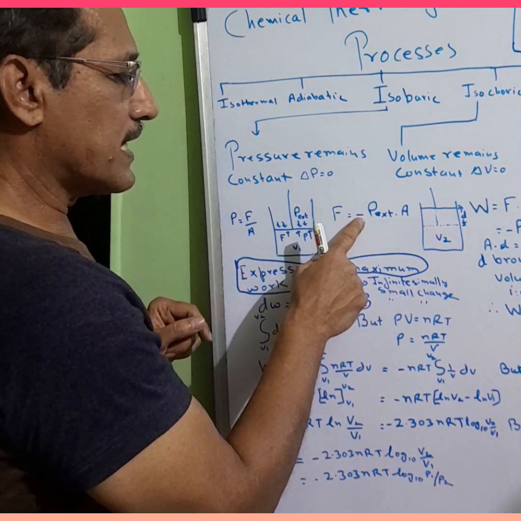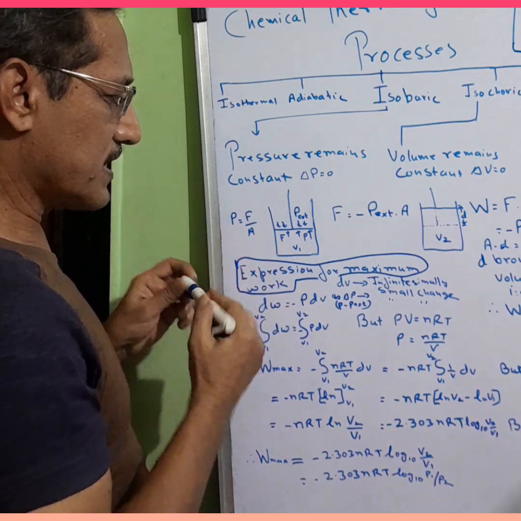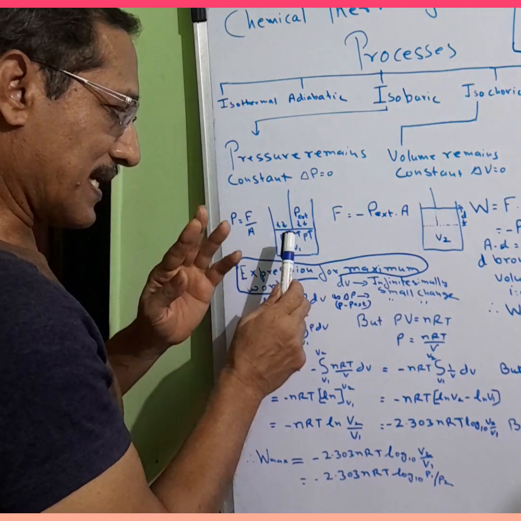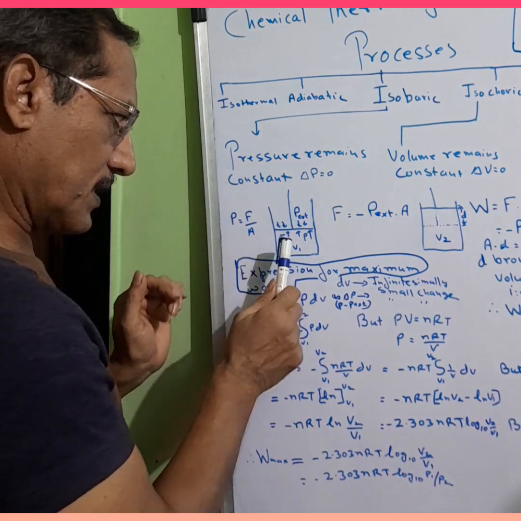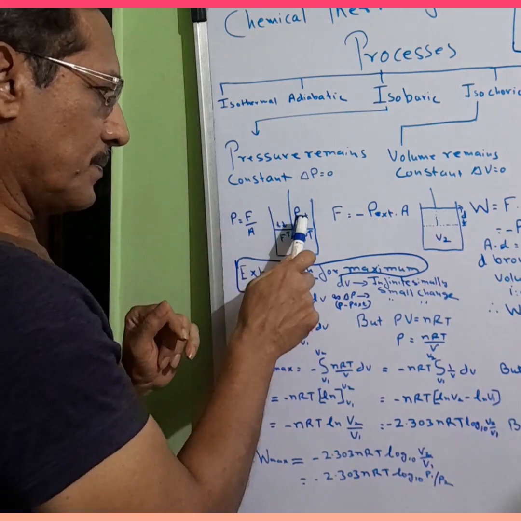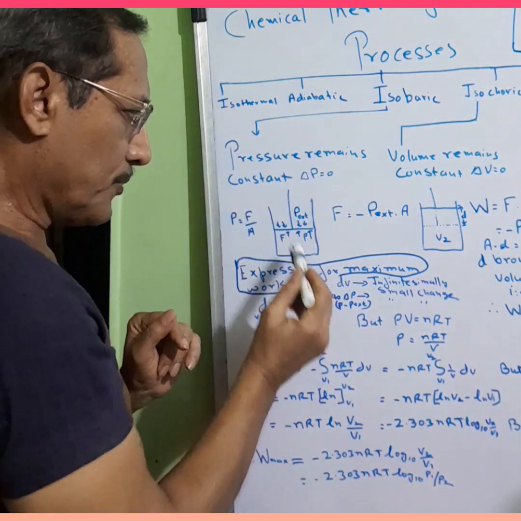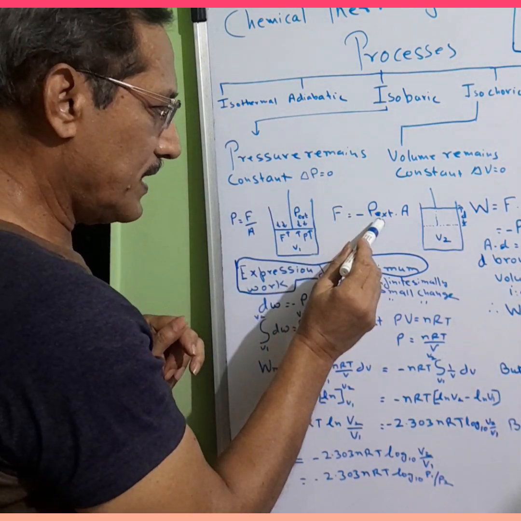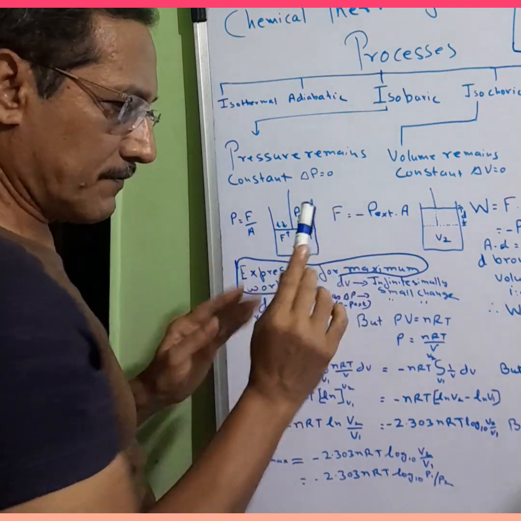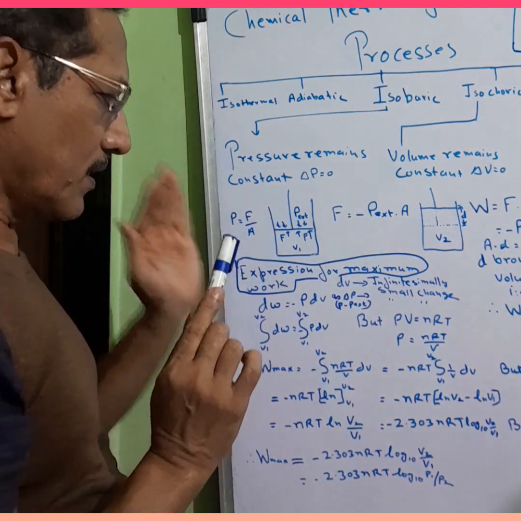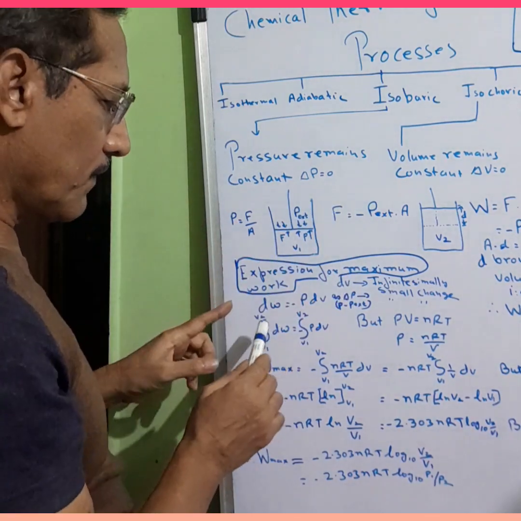Now, why is this negative there? Keep in mind, as I mentioned over here, the internal pressure is slightly greater, so it's applying force in the upward direction, whereas P external is in the downward direction, right? F and P external are in opposite directions, so negative. So you understood why we got negative in the formula. Okay, now let's go to the formula for work.